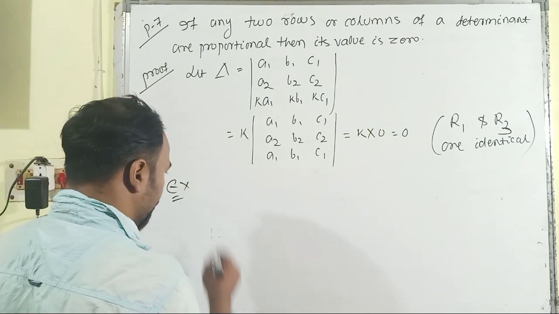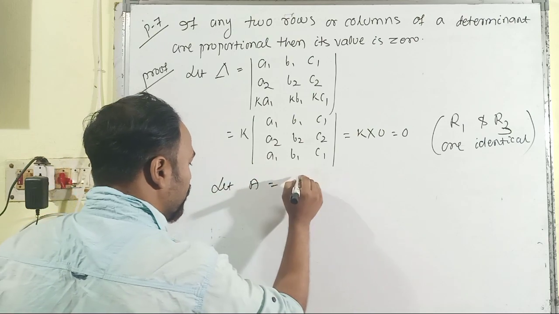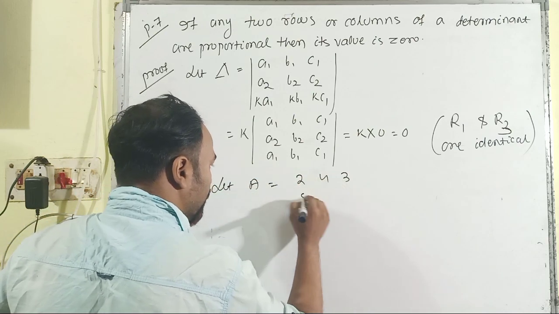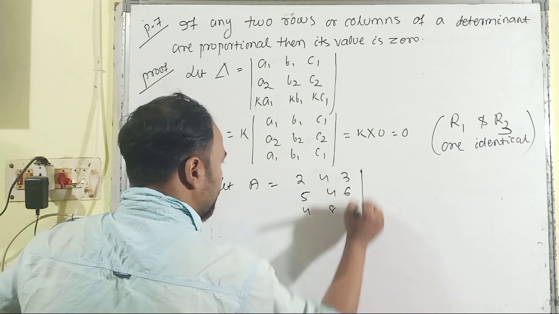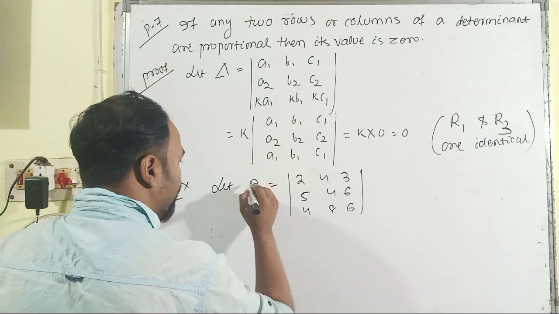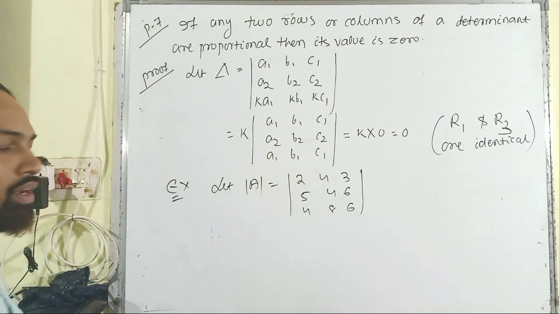Let us consider an example. Let A be the matrix with rows 2, 4, 3; 5, 4, 6; and 4, 8, 6. Suppose we have to find the determinant of this given matrix A.